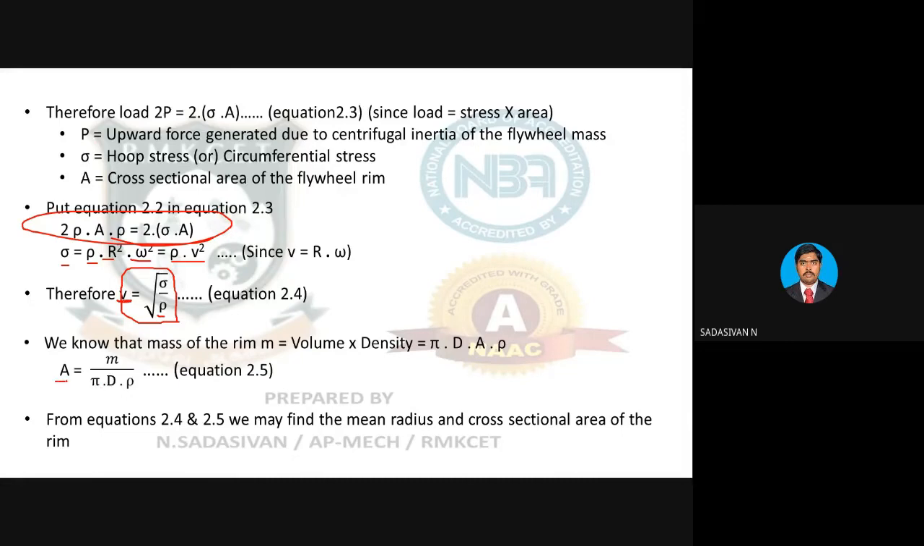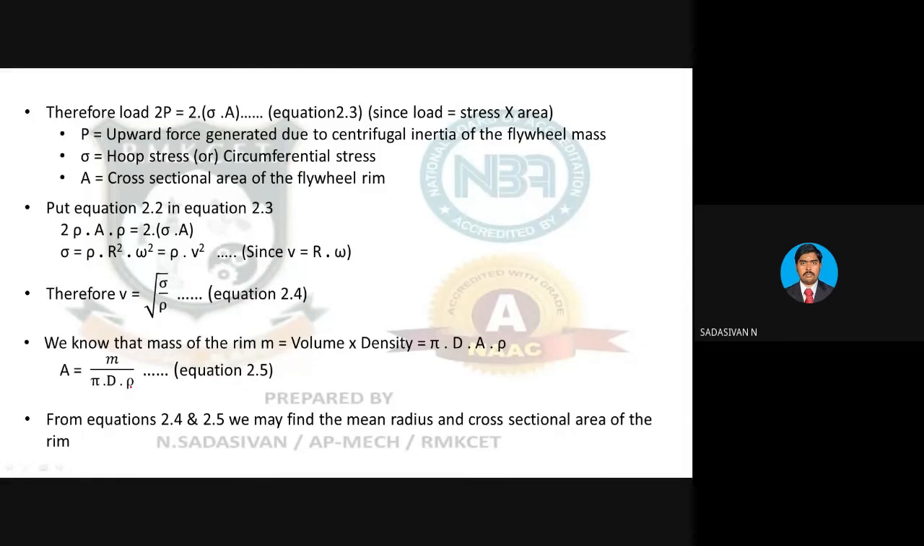Another is the cross-sectional area of the flywheel. We've seen the cross-sectional area in the first diagram, the red hatched portion, the differential element of the flywheel. Now this cross-sectional area A equals mass of the flywheel divided by pi into diameter of the flywheel into rho. That is one expression. Don't worry about these, just remember these two things. Just have a feel of what is happening here. It is not very important from the exam point of view.